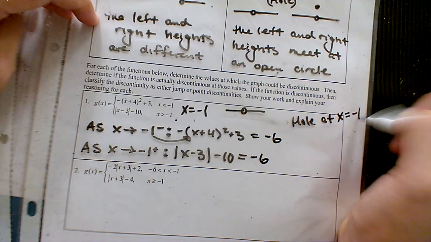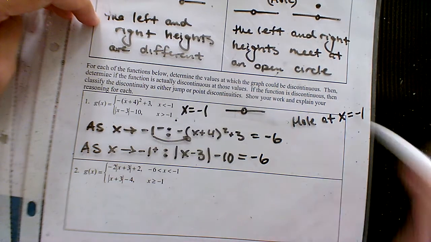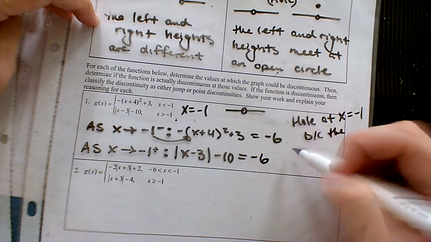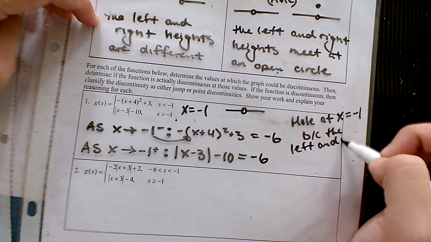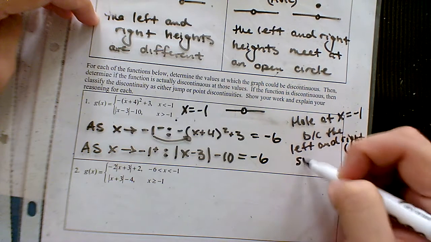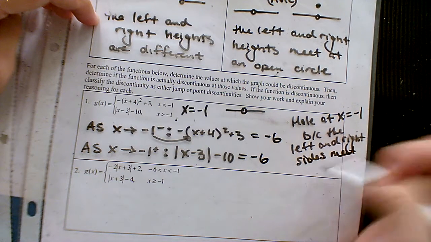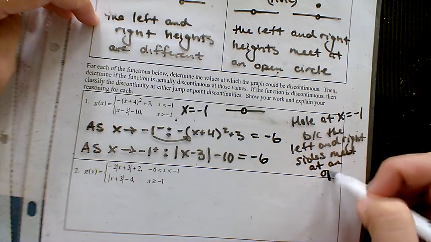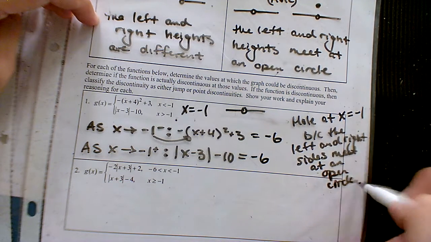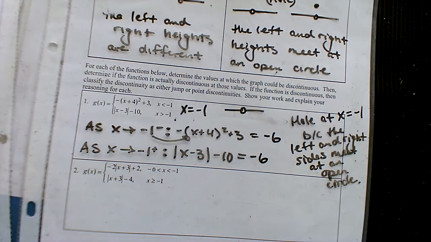Okay, that special spot we had to test because the left and right sides meet at an open circle. Does that make sense? Okay, the -6s were telling us they do meet, but we have to figure out what they meet at. Open circle, closed circle, there's a difference between the two. I like that so far.